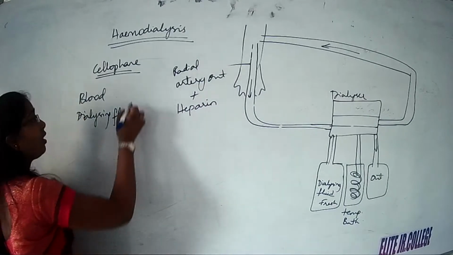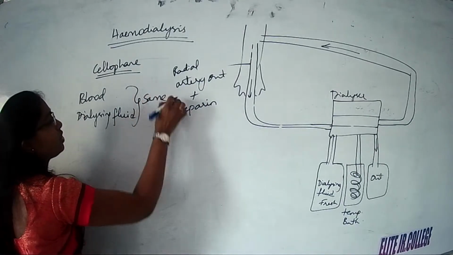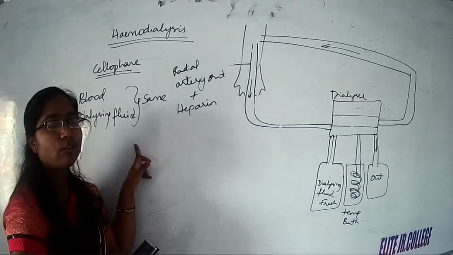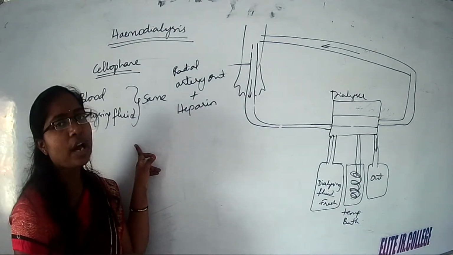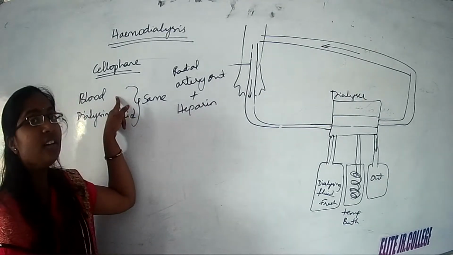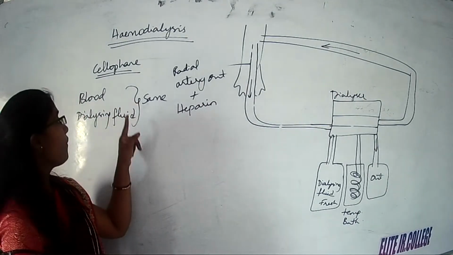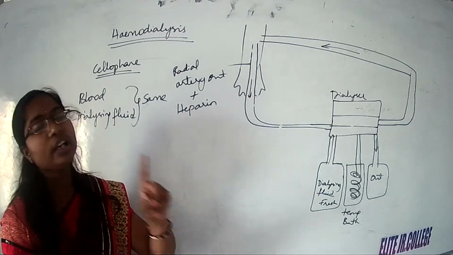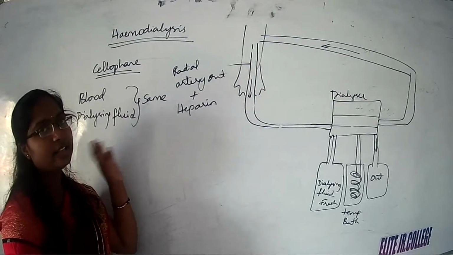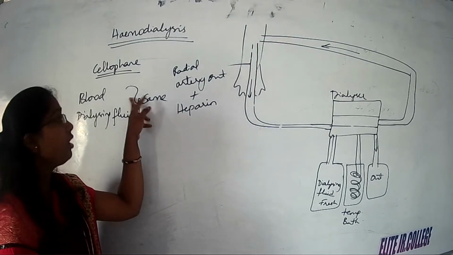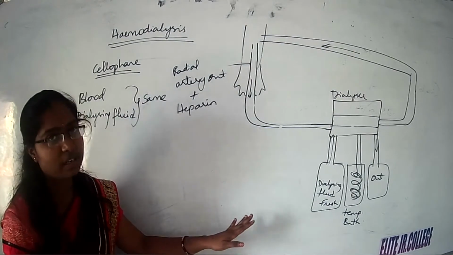But these two have the same composition, except for one difference. In the blood, there are some waste materials, whereas in the dialyzing fluid, there are no waste materials. That is the only difference between the blood and the dialyzing fluid. The waste materials in the blood have to be removed.